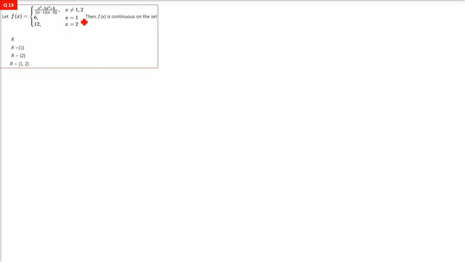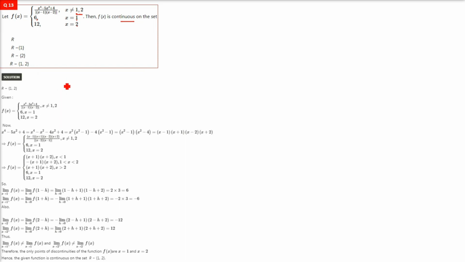Now f(x) is given like this: when x is not equal to 1 and 2, and when x is equal to 1 it is 6, and when x is equal to 2 it is 12. Then is f(x) continuous on the set? You have to concentrate on this first part, because you have to check at 1 and 2. The value at 1 is 6, at 2 it is 12. So you have to find the left hand limit and right hand limit at 6, LHL and RHL at 12.